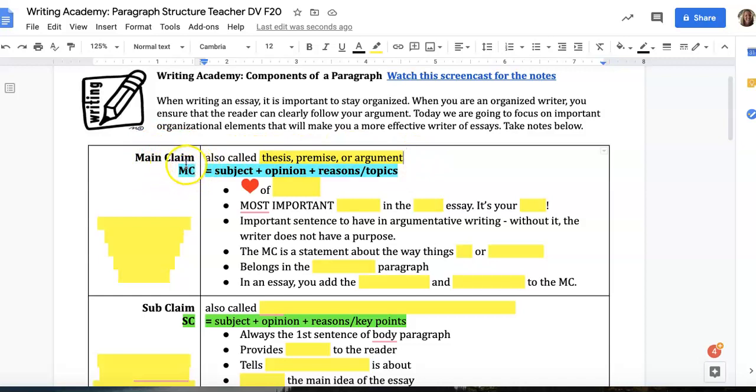The main claim has three parts: the subject that you're talking about, the opinion that you want to come across to your audience, as well as reasons or topics why that opinion happens to be true. The reason that it's so important and at the top of our notes today is that your main claim is the heart of your essay. It is actually the most important sentence in the entire essay.